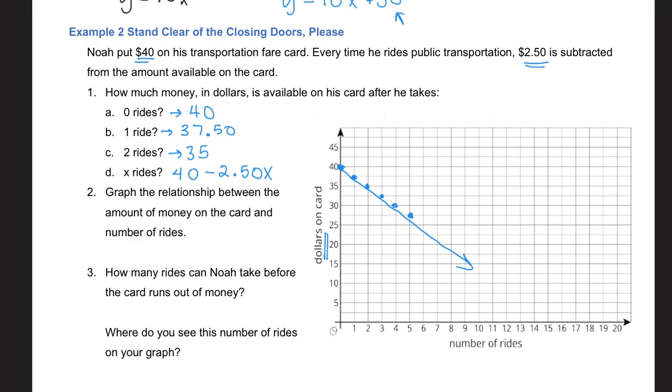How many rides can Noah take before the card runs out of money? You could either set this up as an equation, have it equal to 0, and solve, or you can keep plotting points. If I continue to plot points every single time he rides, we're just looking to see when this hits the x-axis, and that is at 16. So 16 rides.